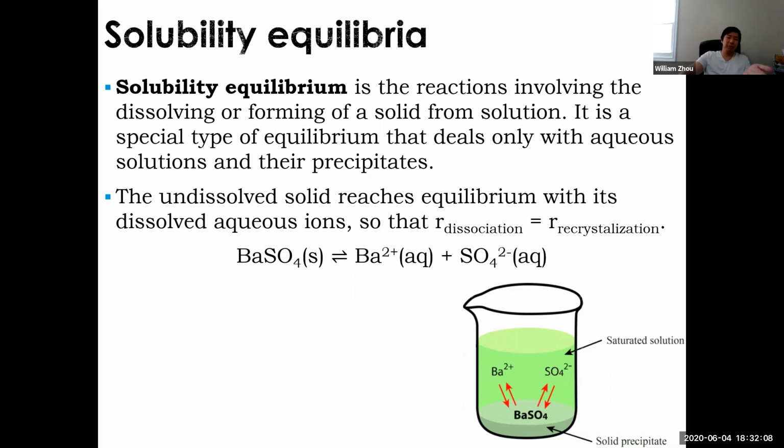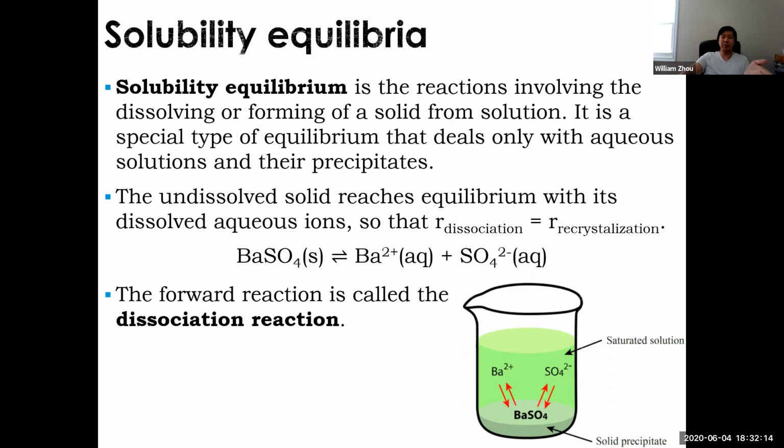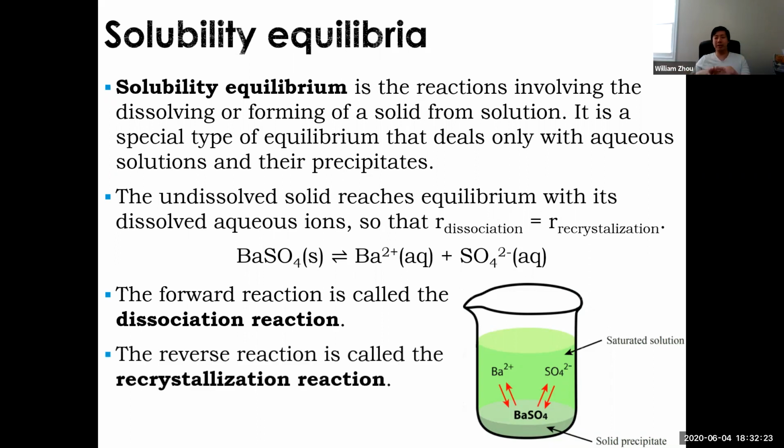Okay, the barium sulfate dissolved in water at saturation, you have a double arrow. The forward reaction we call the dissociation reaction because the solid breaks apart, dissociates into ions. And the reverse reaction is called the recrystallization reaction. Ions will come back and remake the solid crystal. Okay, so when they're equal, you have a saturated solution.